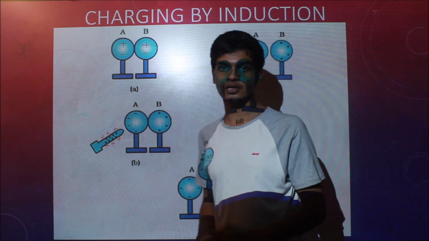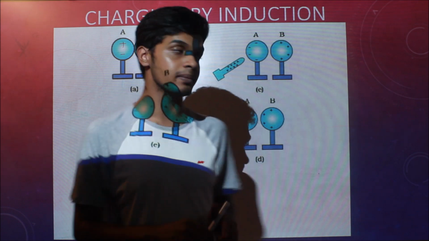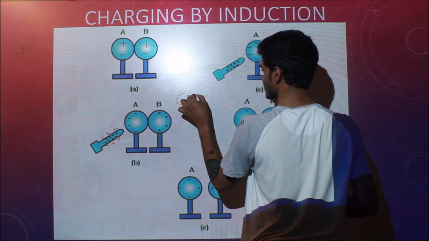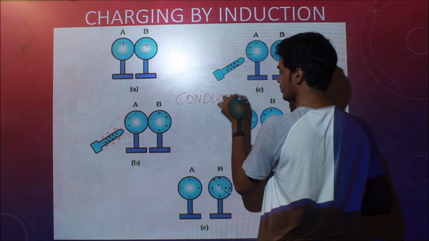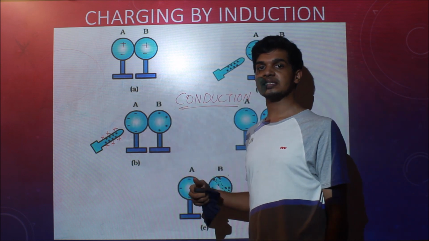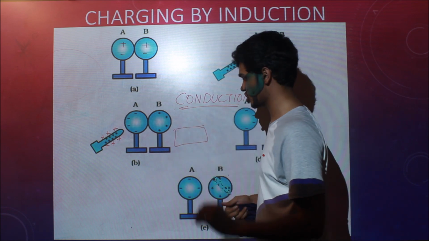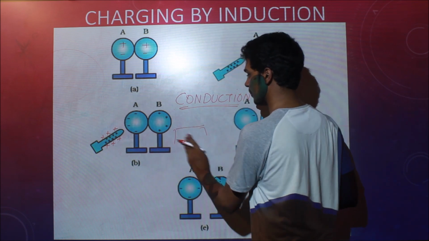There is one more method by which you can charge objects. That method is called charging by means of conduction. Here what we do is, we bring an object that is already charged. Suppose we are bringing a rod.